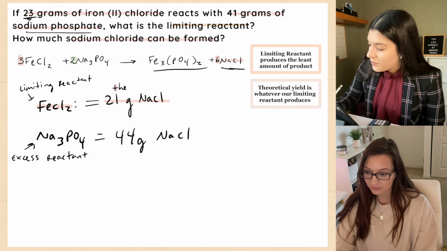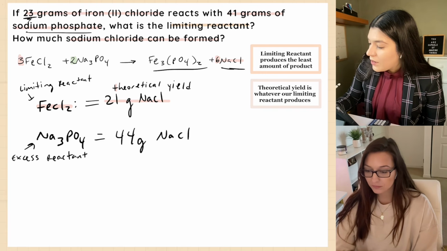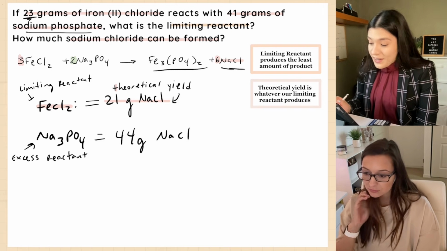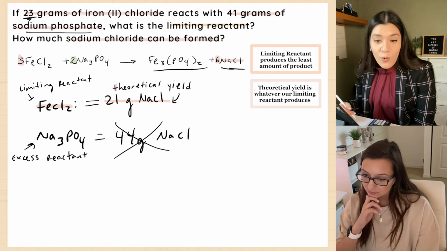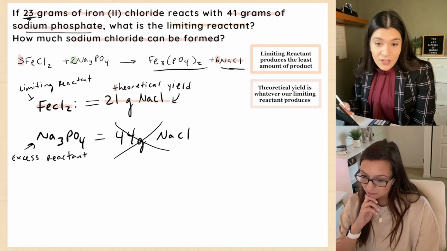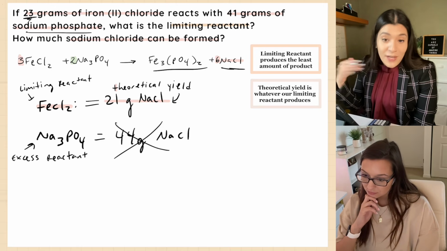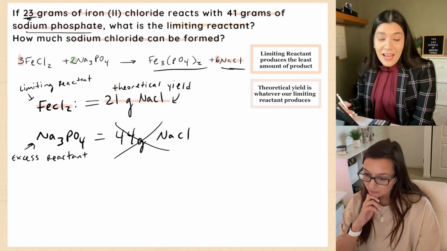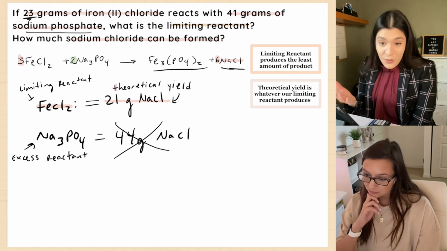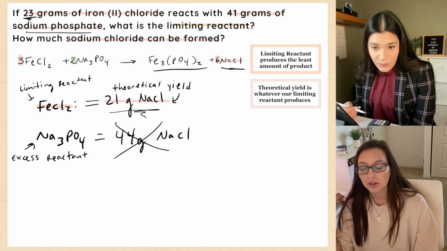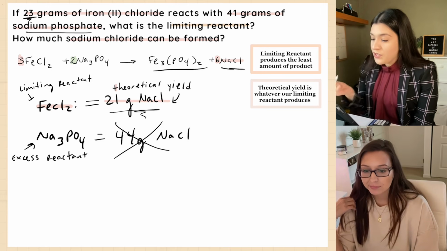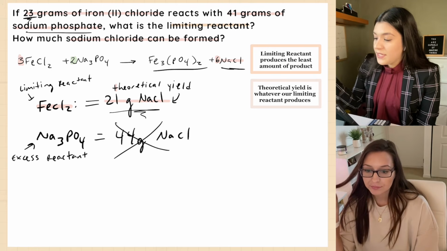So theoretical yield. Now, what is this 44? It's nothing. It's already served its purpose. The whole point of that 44 was just to figure out what the limiting reactant was. So we do nothing with that 44, erase it from your mind. That is not what we can actually produce. What we can actually produce is the 21 grams of NaCl. Okay. So that's what answers this question. And then I'm going to keep going.